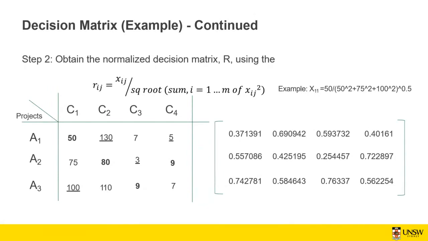After normalization, is the C1 and C2 column still lower value preferred? I'm not finished yet, just hang on guys. There are some other steps that we need to go through in order to see which one is preferred. Until now, we just did the normalization, so we make sure that all the criteria are in the same range, so we can compare different criteria.